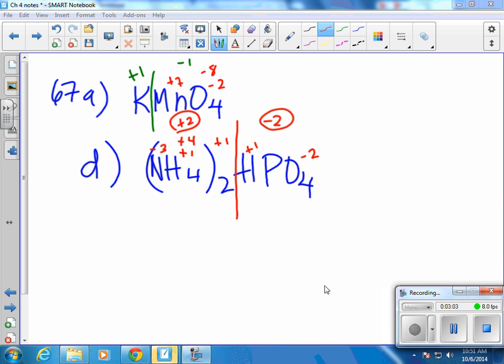I know oxygen is -2. So I have 4 oxygen, that's -8, plus the 1. So what is phosphorus going to be? +5, right? +5 plus 1 is +6. With the -8 is going to give me my -2. Okay? Any other ones on 67 or 68?